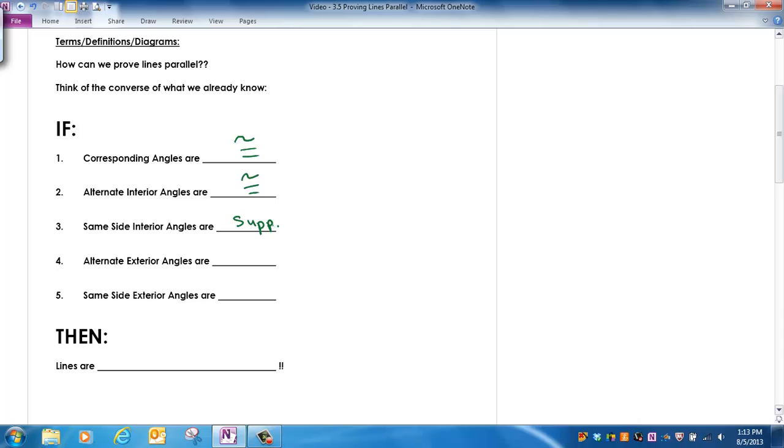Alternate exterior, well, those were congruent. And finally, same side exterior, those were also supplementary. If any one of these 5 facts is true, then the lines are, you got it, parallel.